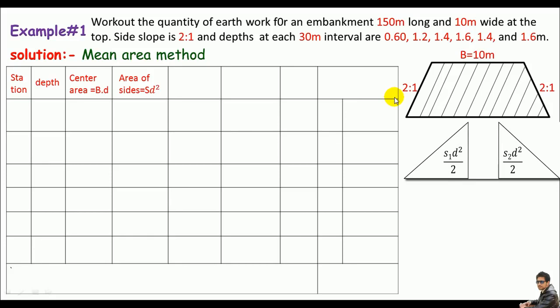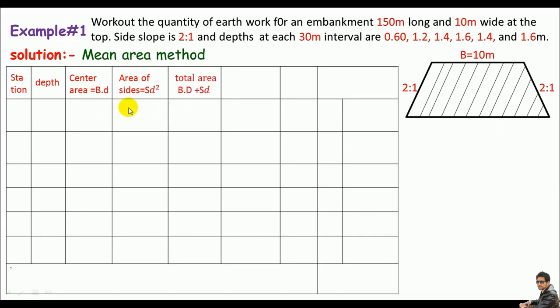Remember, if the slope is not uniform to both sides, then the formula can be written as SD square divided by 2 for one side and SD square divided by 2 for the other side. This time the slopes are the same at both sides, so I'll use only SD square. This is a simple formula, right?